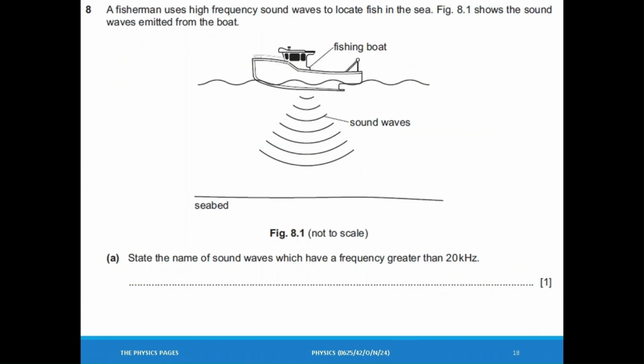Physics 0625, Paper 42, October-November 2024. Question number 8. A fisherman uses high-frequency sound to locate fish in the sea. Figure 8.1 shows the sound wave emitted from the boat. As you can see, the sound waves are approaching the seabed.